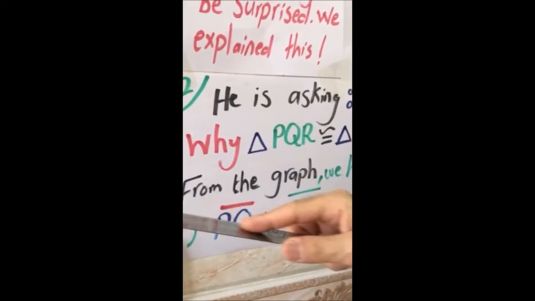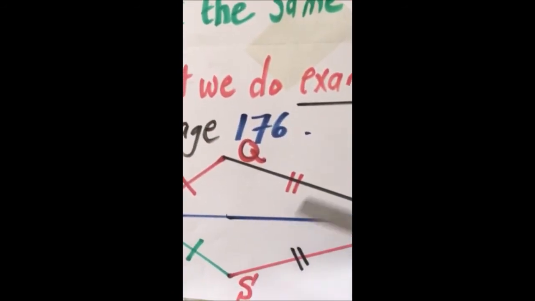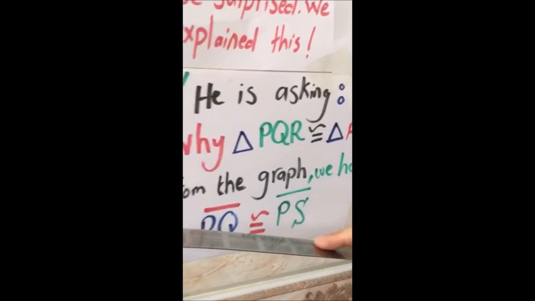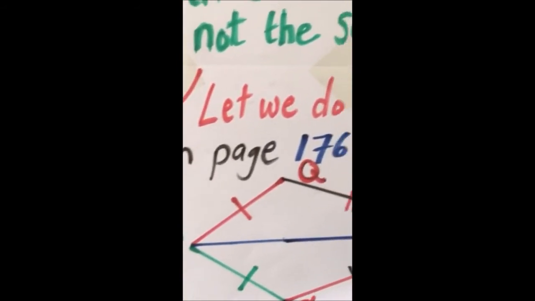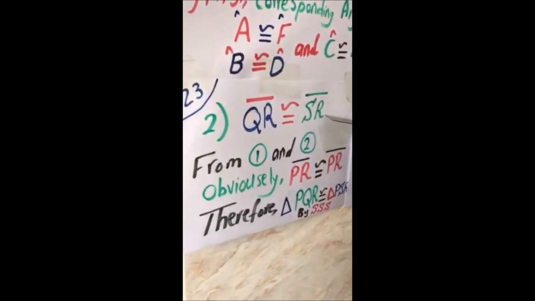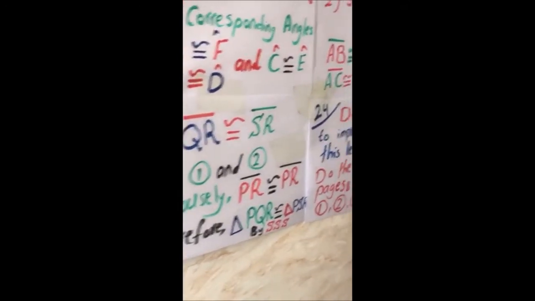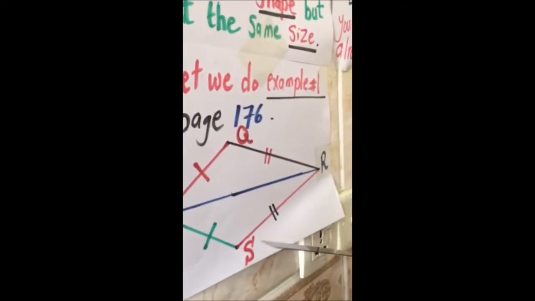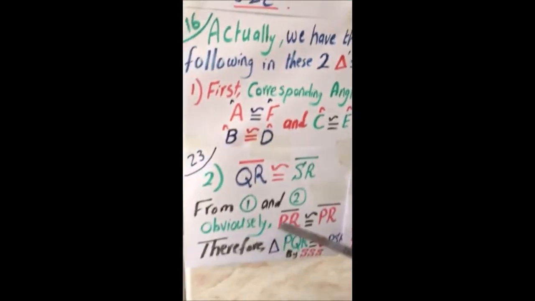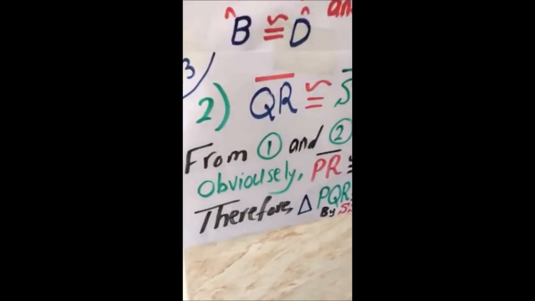From the graph, what we have is PQ is congruent to PS. Let me continue. Here we have again QR is congruent to SR. Again, they have the same side length. So obviously, from 1 and 2, we can say that PR is congruent to PR.